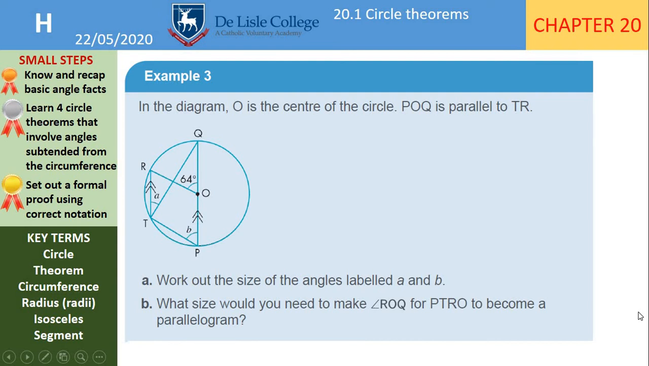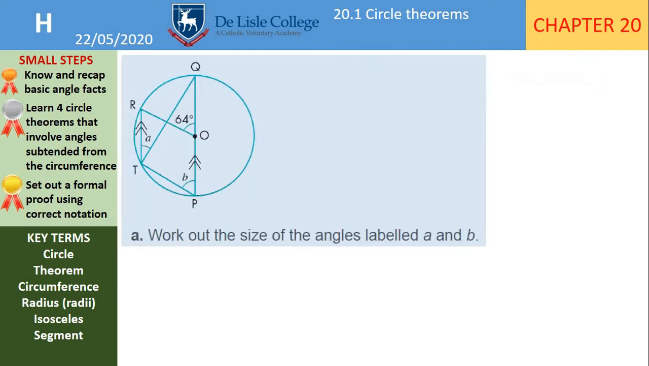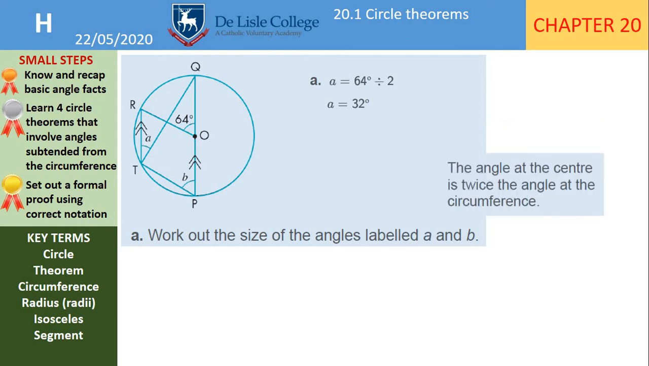Okay, let's have a look at another example. So getting a little bit more challenging now. So the first thing is to work out the size of angles A and B. So let's do that. So firstly, we can see that angle A is the angle at the circumference, and 64 was the angle at the centre, so we're going to half that to get angle A.